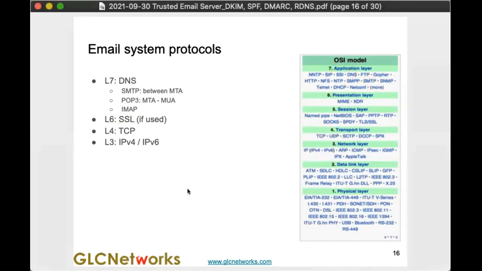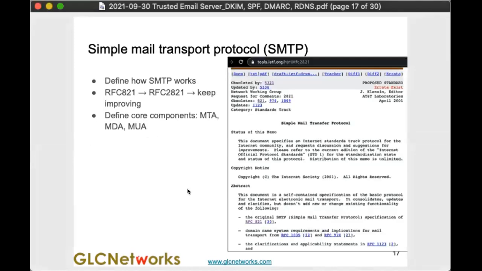Okay, so that was the layers, and then for the protocol itself, SMTP is defined here, RFC 821. And then 821 is obsolete, changed to obsolete by this one, and this one. So this is RFC 2821.